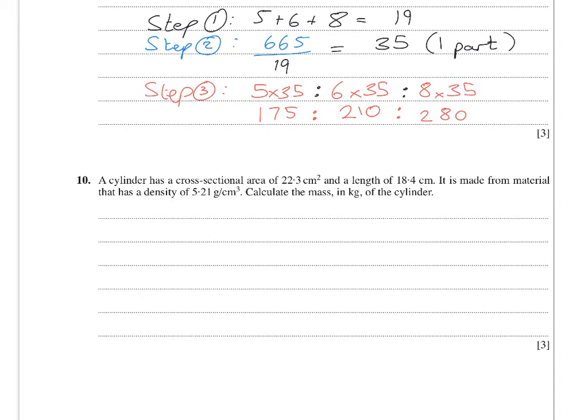Okay, the next question, I love it when these questions come up because it tells you what to do in your answer. It says that we need to get something in grams divided by centimetres cubed. Okay, so I've got centimetres squared. So in terms of this cylinder looking like a circular thing there with like a constant cross section, we know this area here, we know this is 22.3 centimetres squared. And we know that the length of it is 18.4 centimetres.